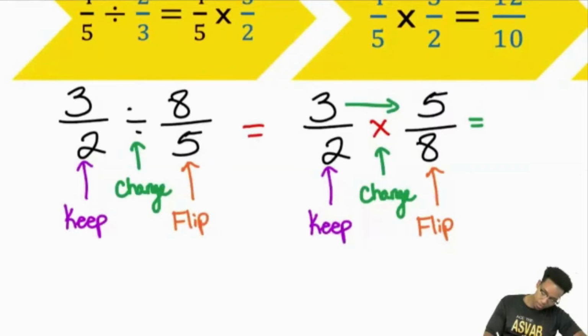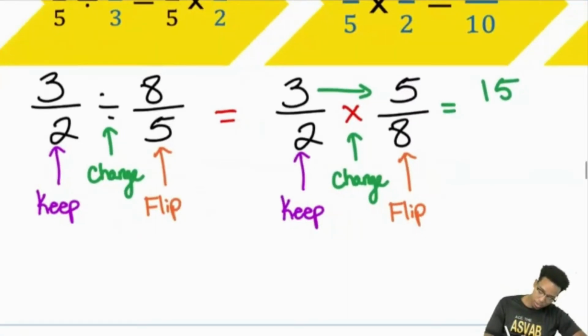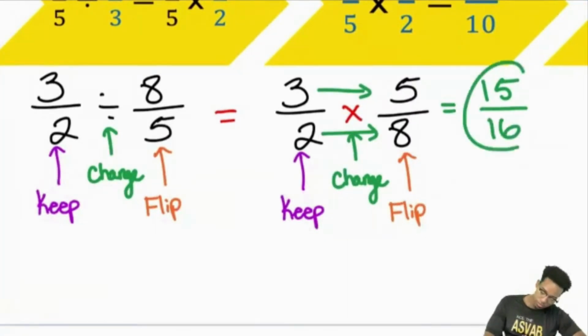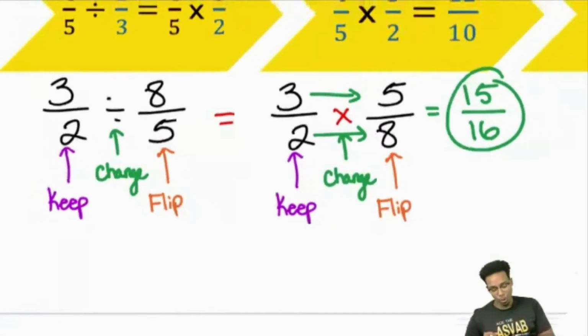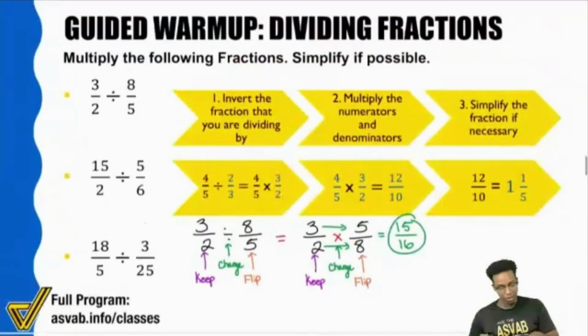3 times 5, that's going to give you 15. And then 2 times 8, that's going to give you 16. And you're good. So again, today's focus is not calculating. It is not calculating. I promise you that.